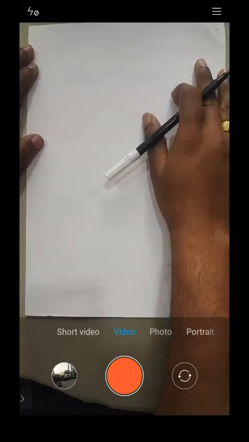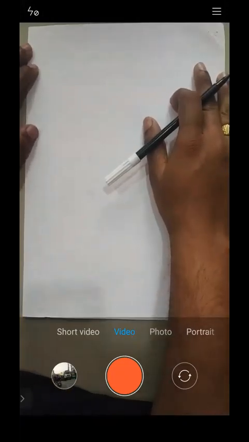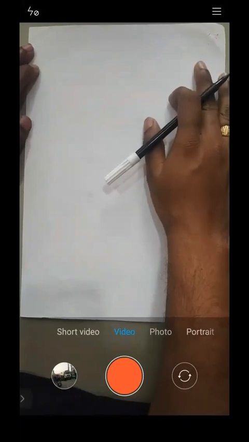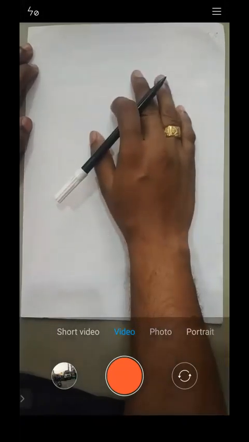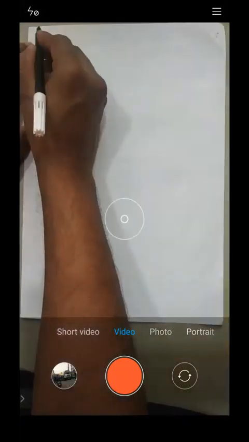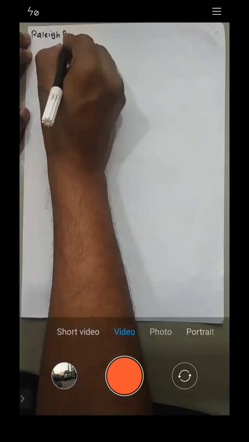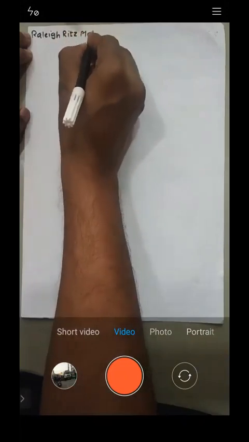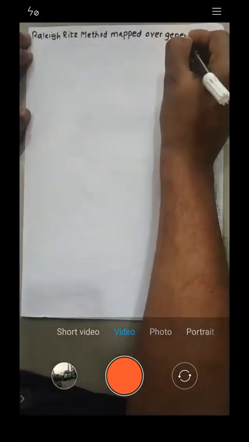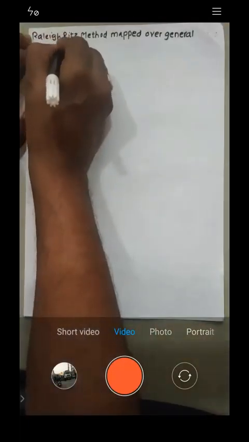See, in the last lecture, we have taken the problems on Rayleigh-Ritz method, that is mapped over general element. So in this lecture, we will also solve again one problem that is based on Rayleigh-Ritz method mapped over general element, right?